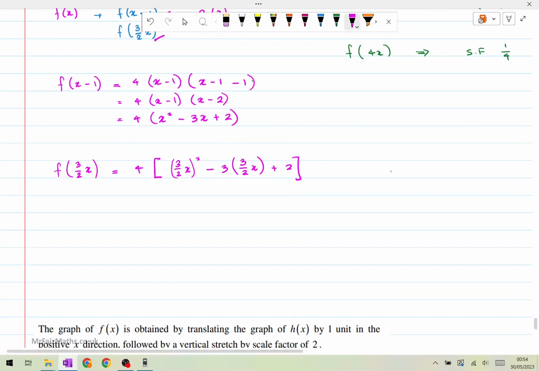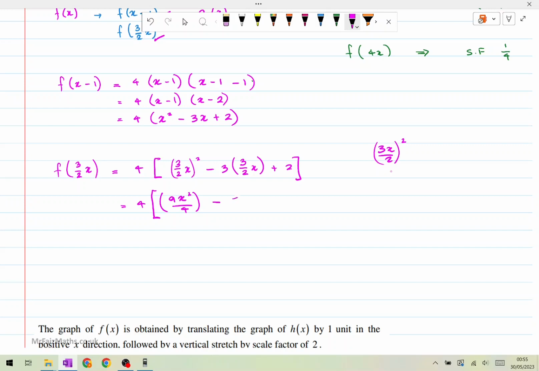So when we expand the first bracket here, this is going to be 4 times 9x squared over 4. Just keep in mind that that's the same as 3x over 2 whole thing squared. So the 3x squared will give you 9x squared, the 2 squared gives you the 4. This bit here, I still have to multiply all this by 4.